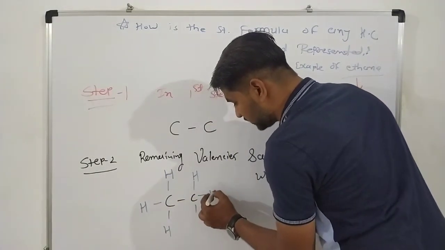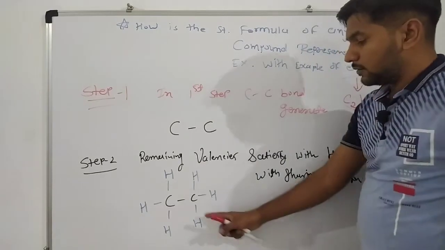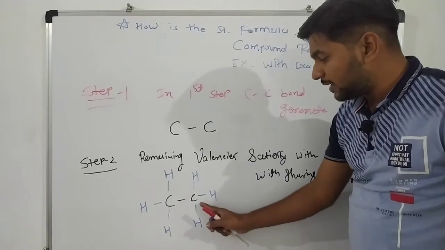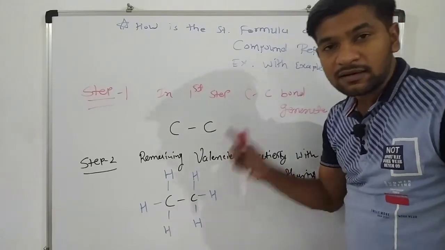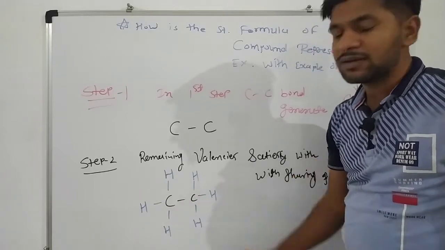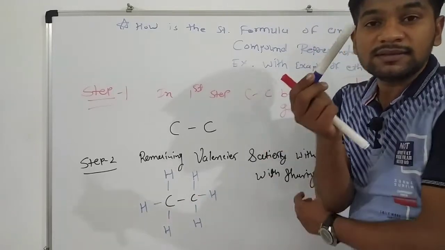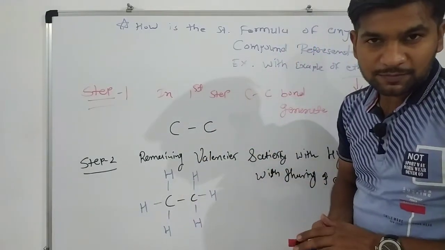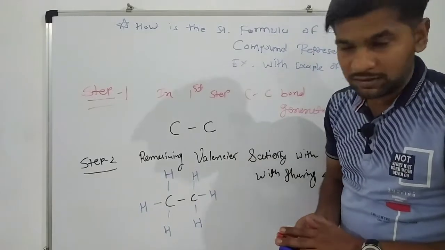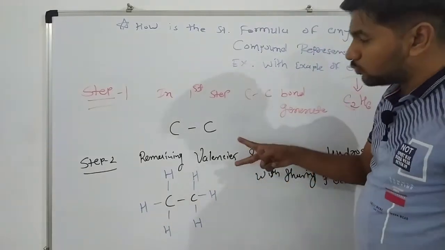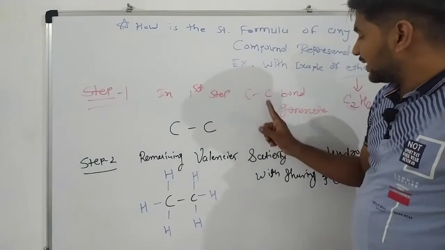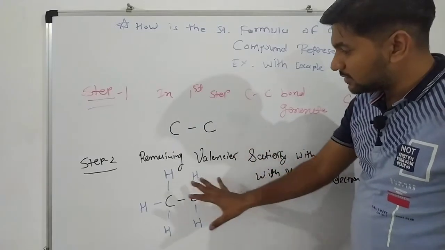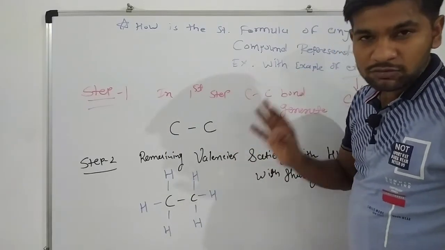It means carbon forms a covalent bond by sharing electrons with hydrogen and satisfies its octet. Both carbon elements satisfy their octet and complete their valencies, and form a covalent bond. Here you can see these two steps. In the first step, a carbon-carbon bond is generated. In the second step, the remaining valencies are satisfied with hydrogen.